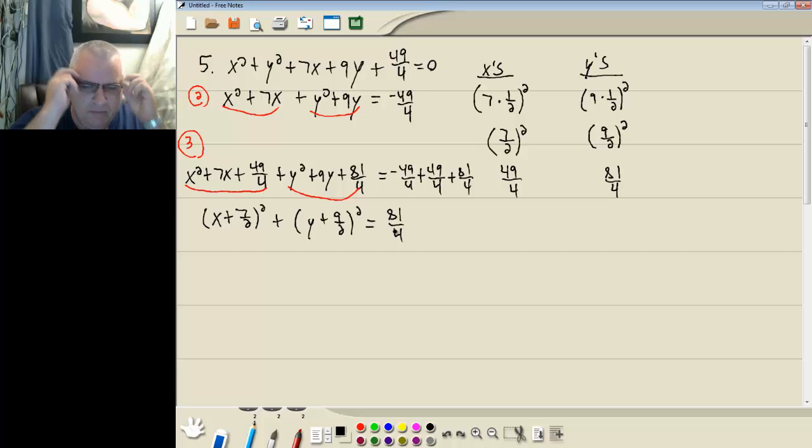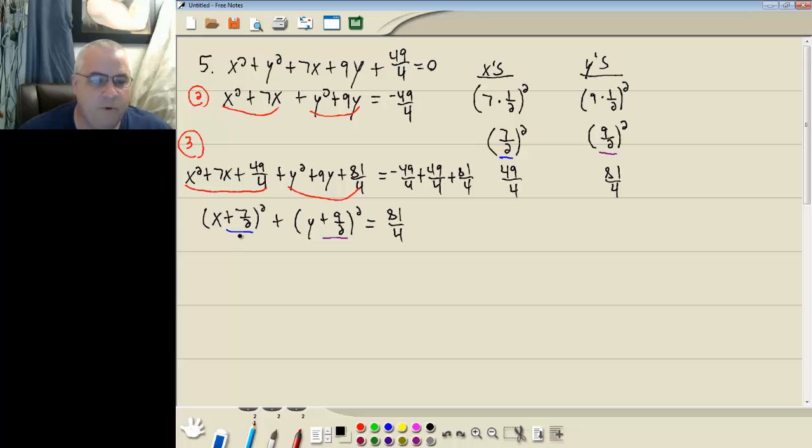Now, remember our trick to this. Whatever number's right here, right before the y squared, sign included, is what goes right here. That's why I got a plus 7 halves there. Whatever number's right here, sign included, which is a positive 9 halves, is what goes right here. So there really is no factoring at that point.